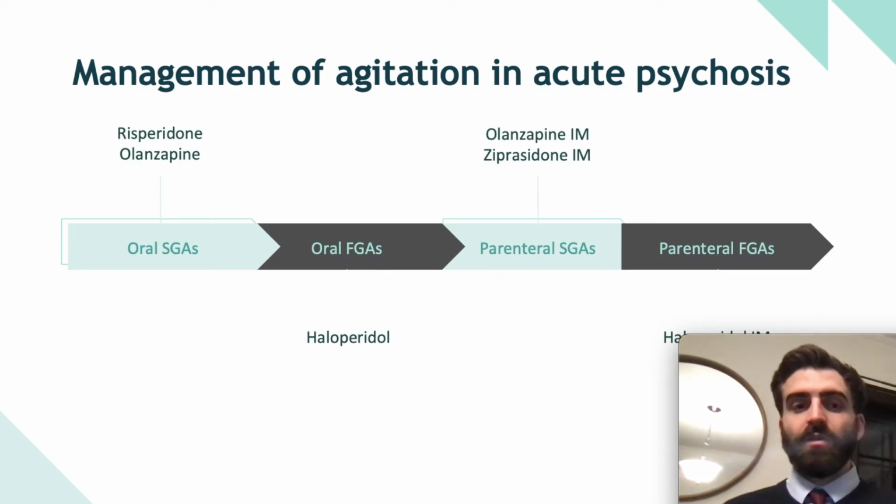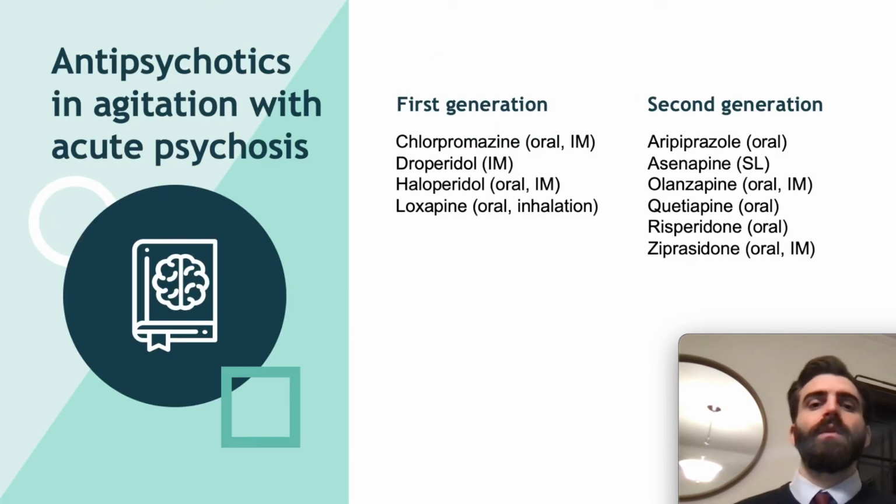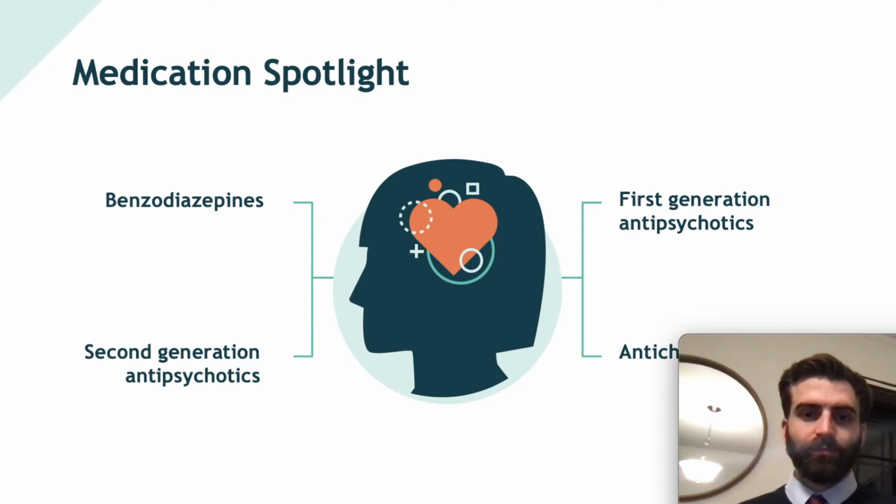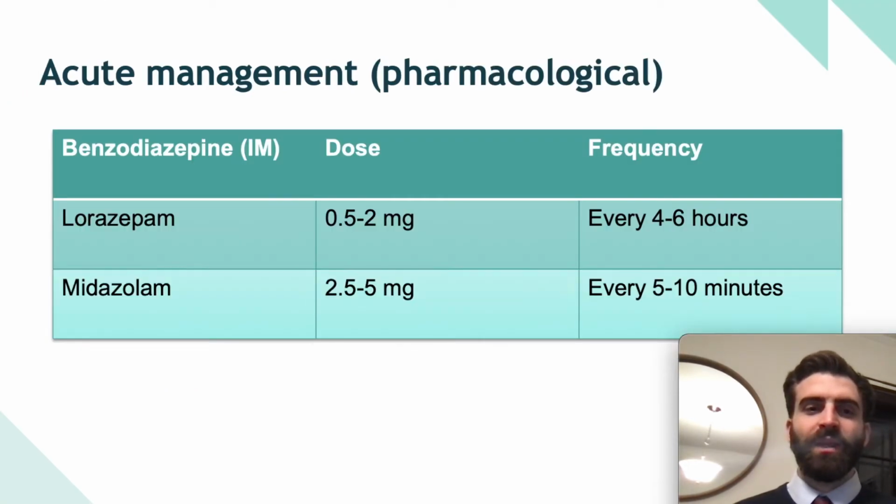Agitation and acute psychosis, you want to start with antipsychotics. Generally second generation if possible, and generally oral before parenteral if possible. Here are a list of some potential first and second generation antipsychotics that can be used in acute agitation. Next, I wanted to do a medication spotlight of some of these med classes: benzodiazepines, first generation antipsychotics, second generation antipsychotics, anticholinergics, and then a brief slide on ketamine.